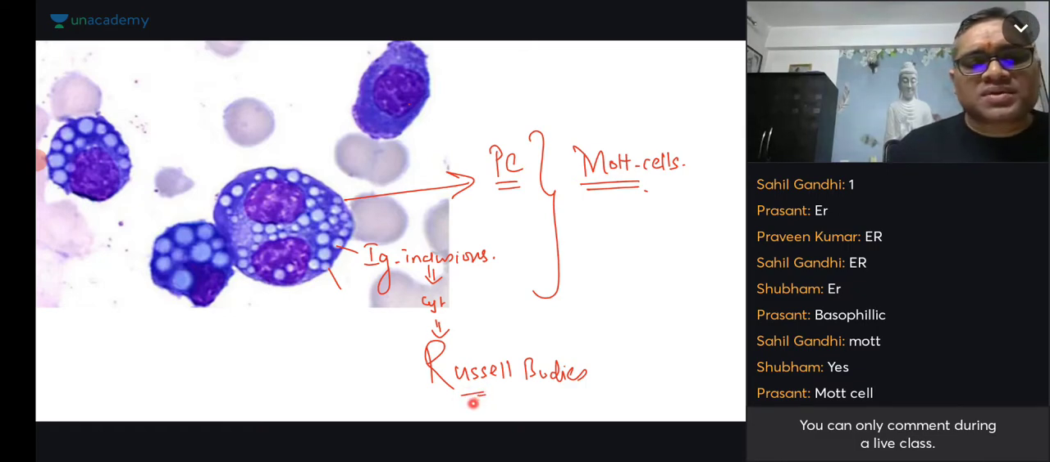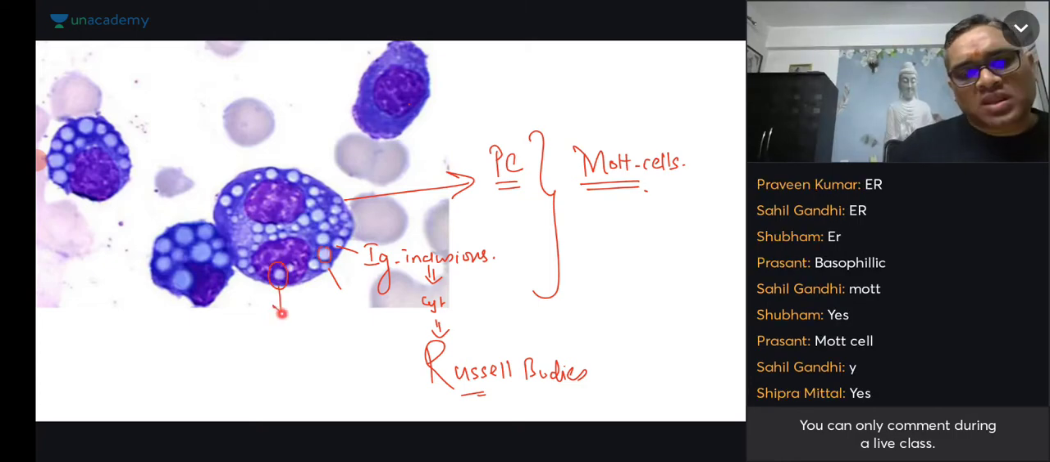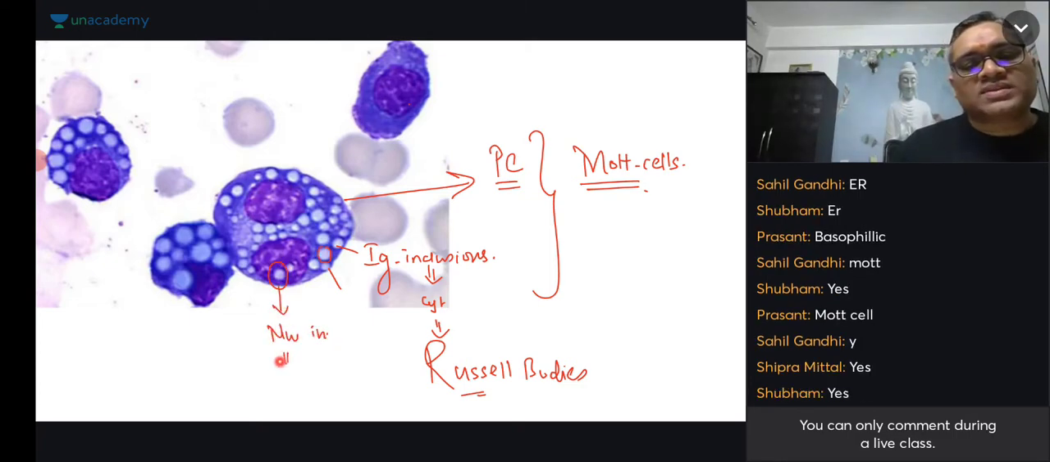Now you tell me, can you see anything else? Can you see the nuclear inclusion here? Can you see this appearance of the nucleus, just like outside? So this is the nuclear inclusion, which is also called Russell bodies. Right. So now you can see there are three types of things we are seeing in the MOTT cell. We are seeing cytoplasmic Russell bodies and intranuclear Russell bodies.